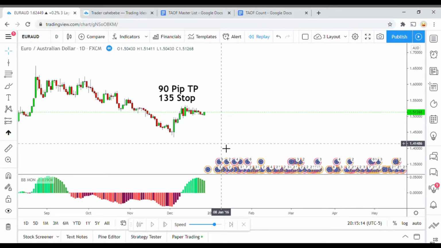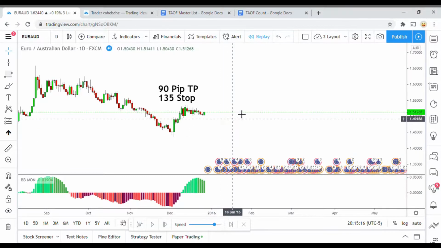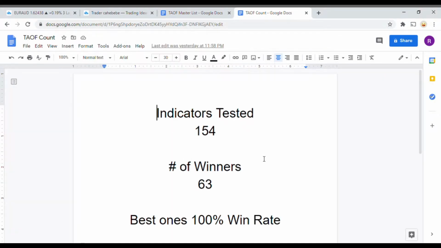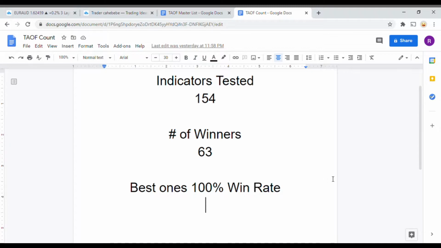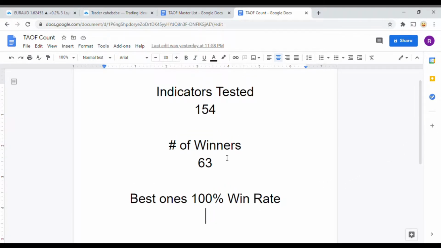Alright, as I said, today we will be testing the BB monitor indicator. But before we do, I wanted to put the indicator scoreboard up for everyone to see.